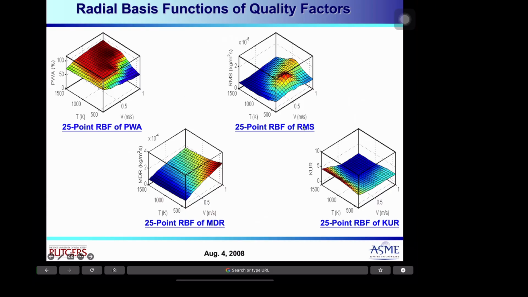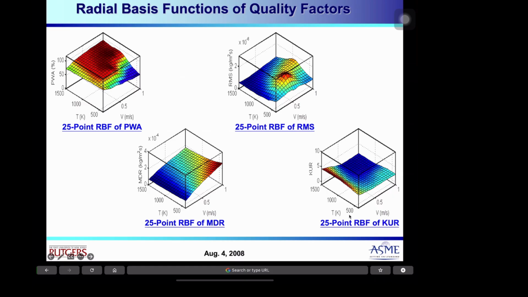The other three are: MDR is deposition rate. PWA is working area, the percentage of working area. Root mean square error is how flat the profile is. Kurtosis is another statistical factor to represent the flatness. So this is like an average flatness, and this is like a local flatness.